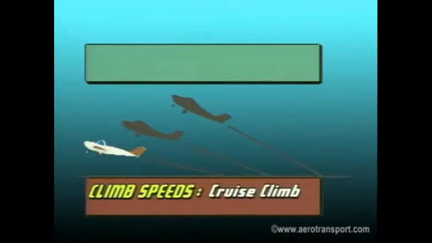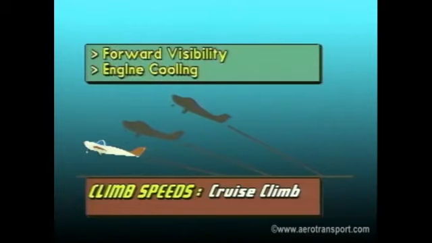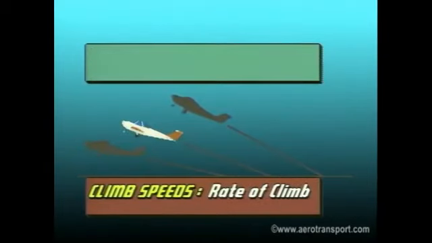One is the recommended normal climb speed. This is the speed you climb at under normal circumstances. It is higher than the best rate of climb and best angle of climb speeds, which will be defined in a moment. Its advantages are better forward visibility and adequate cooling for the engine. The recommended best rate of climb speed will give you the greatest gain in altitude in the shortest time.